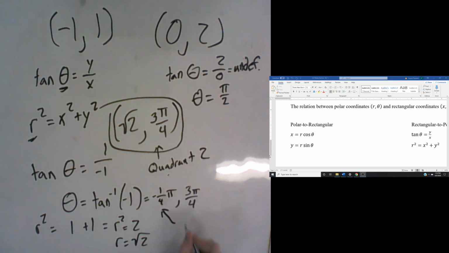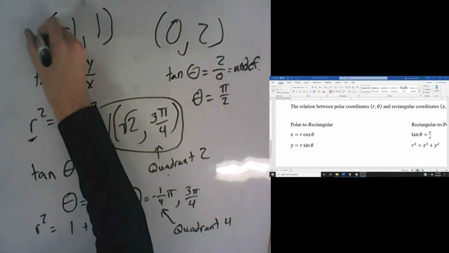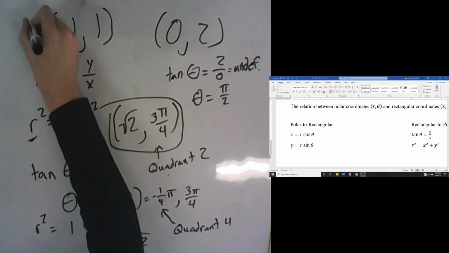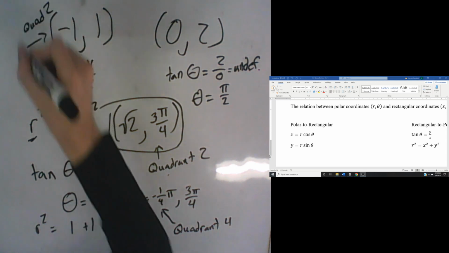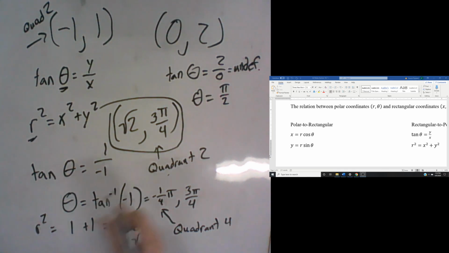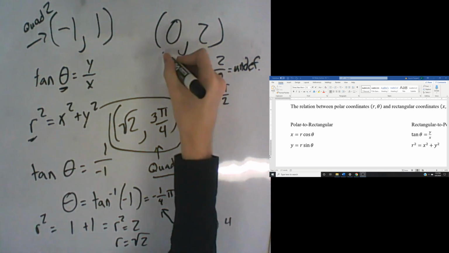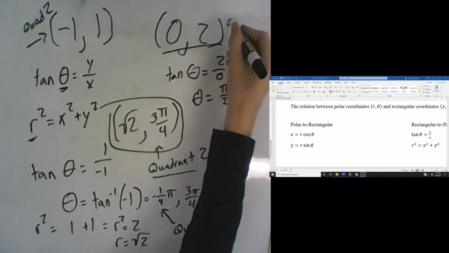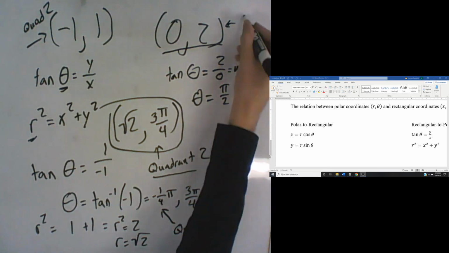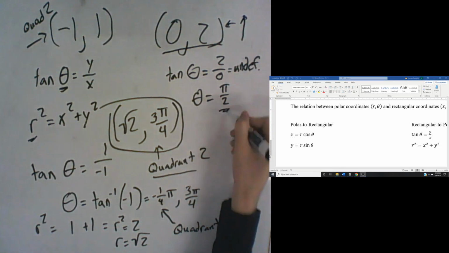This is quadrant 4. And this is going to be quadrant 1. Quadrant 2. So you need to fit it into the right quadrant, okay? You need to fit it into the correct quadrant. So this, for example, right here is on the y-axis, positive, so then it's going to fit this angle.